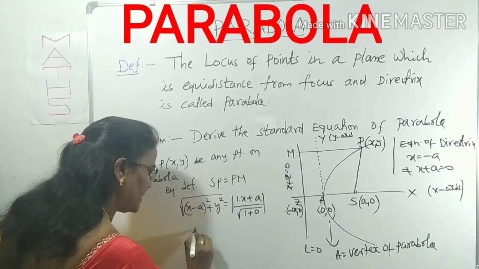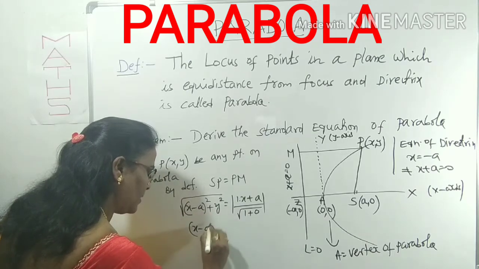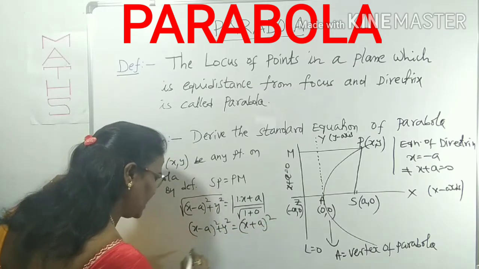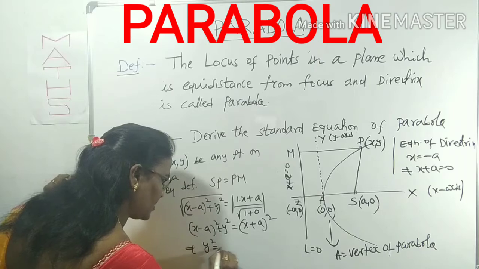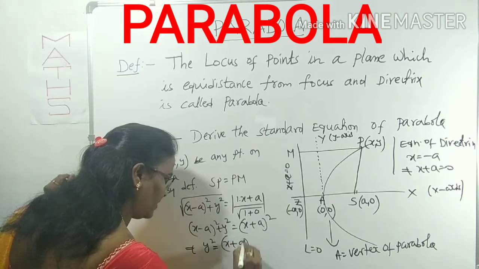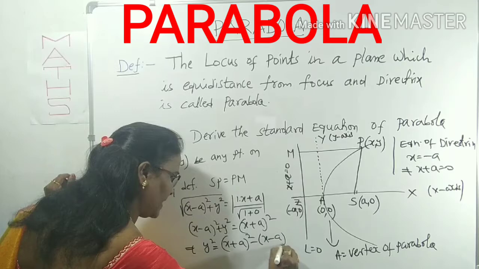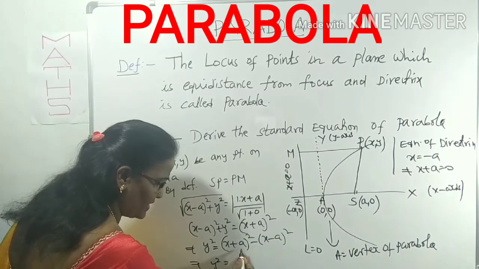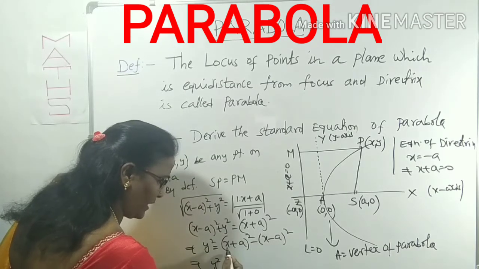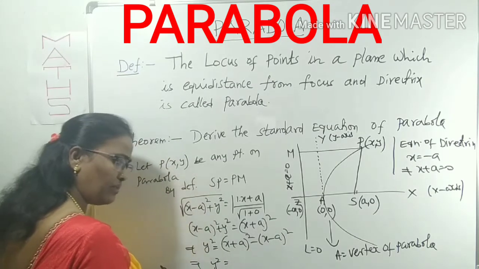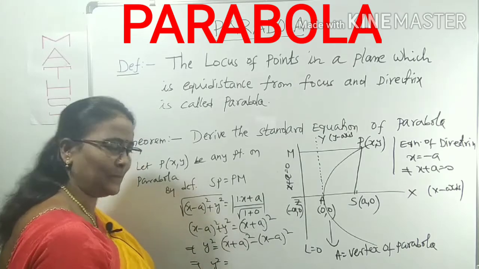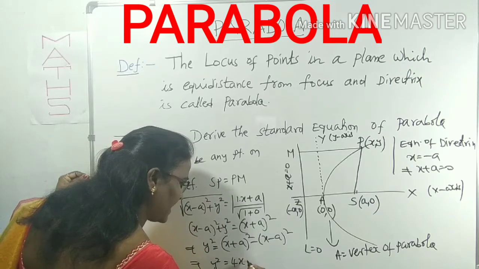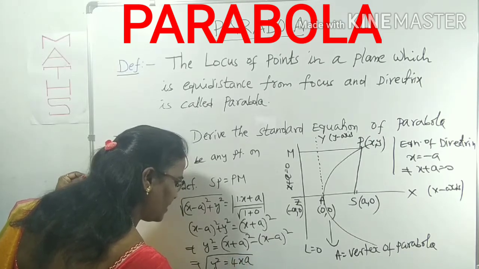Take the squaring on both sides: x minus a whole square plus y square is equal to x plus a whole square. This one, shall I rewrite as y square is equal to x plus a whole square minus x minus a whole square. By expansion, it is in the form of a plus b whole square minus a minus b whole square. The formula is 4ab. According to that, in place of a there is x, in place of b there is a, so 4ax. You got it or not?